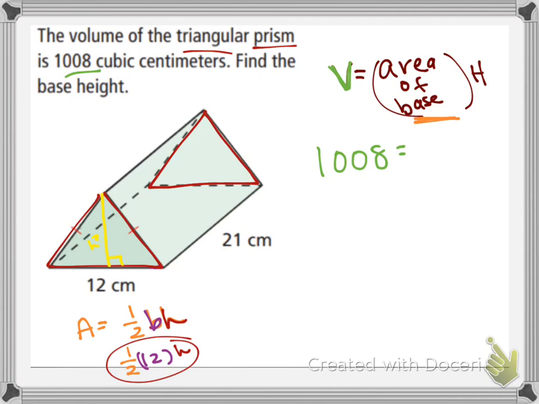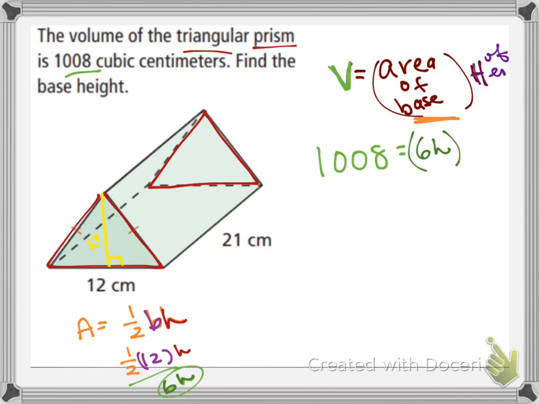So we can simplify it. 1/2 of 12 is 6. So we're going to plug in 6h. I know that looks really complicated, but I promise in a second you're going to see that the only thing that is missing is the height of our base. Alright, and then the last thing to plug in is the height of the whole object.